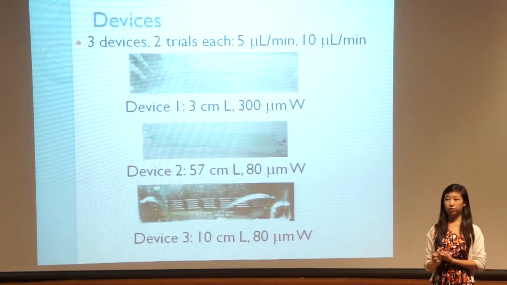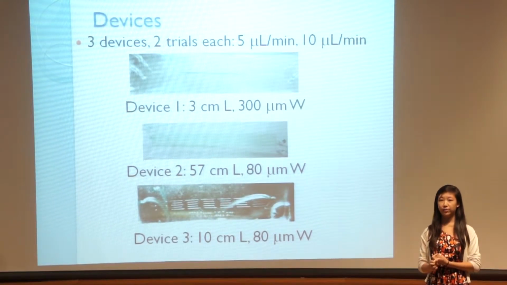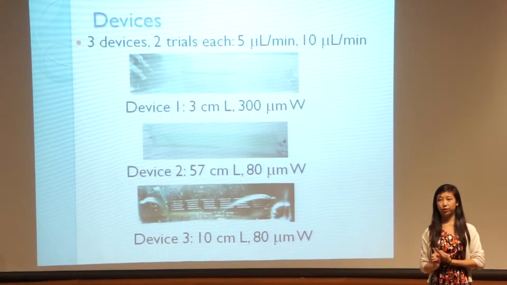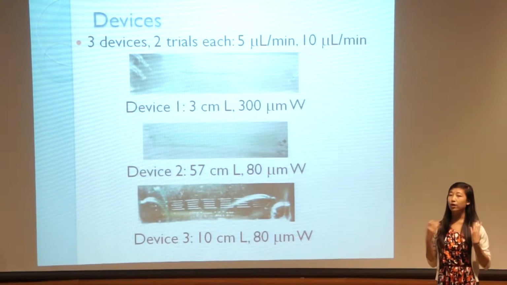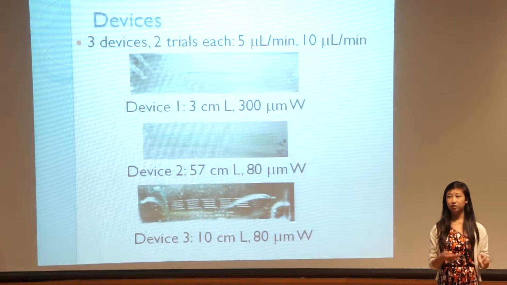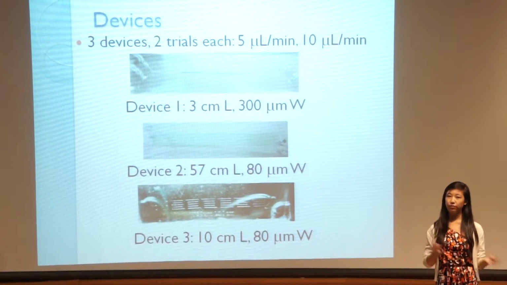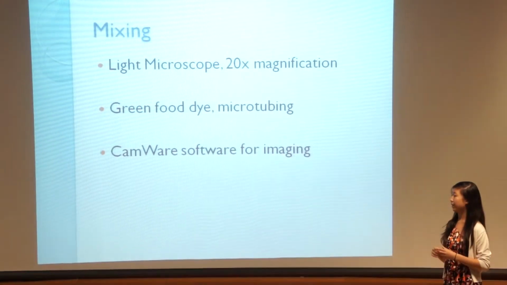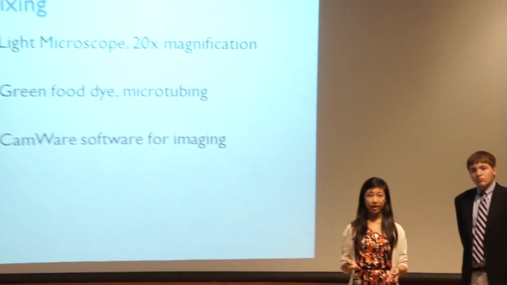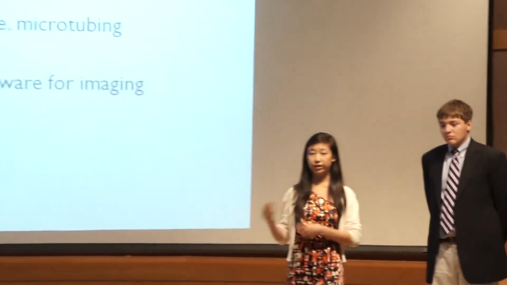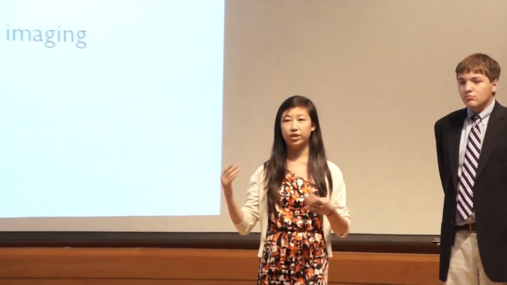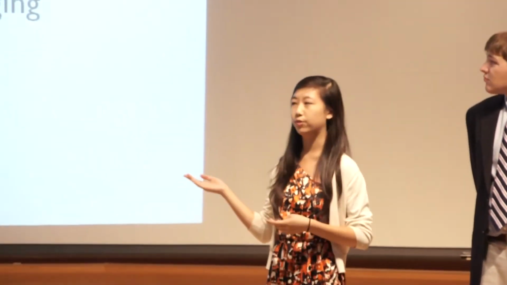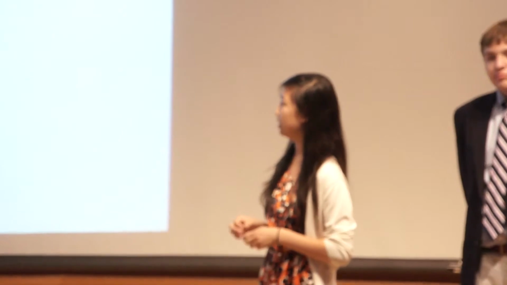The first trial used a flow rate of 5 microliters per minute, and the second one used a flow rate of 10. And this is to examine not only the geometry of the channels themselves, but also to see the effects of different fluids. So we took these devices and we ran them under light microscopes at 20 times magnification, and we used green food dye and distilled water to differentiate between the two fluids, which I'll show you in later images. And we used camera software to analyze these images.